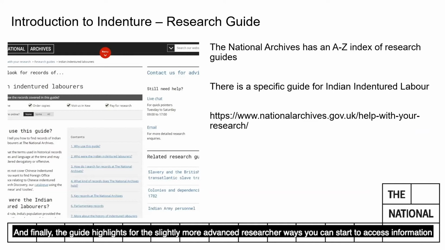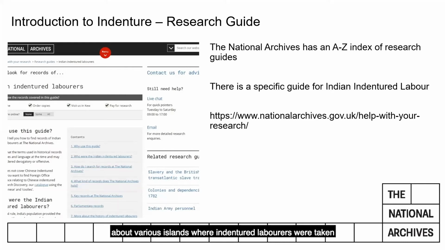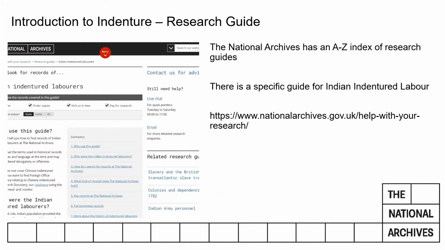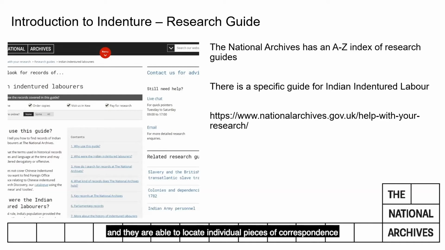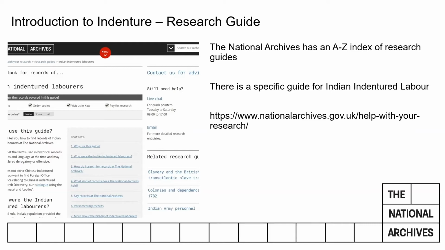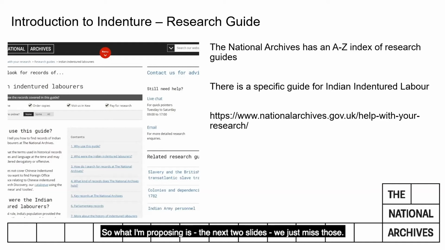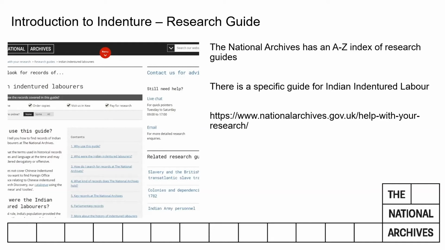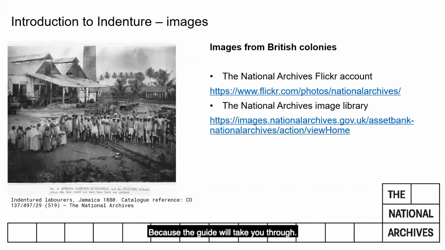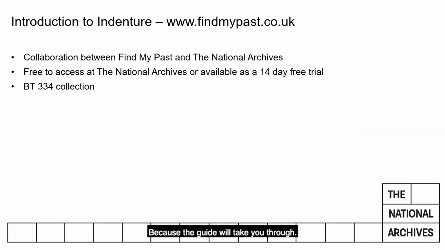And finally, the guide highlights for the slightly more advanced researcher ways you can start to access information about various islands where indentured laborers were taken to get more specific information. You can use our large correspondence registers, and they are able to locate individual pieces of correspondence that may relate to your particular study or research. So what I'm proposing is the next 2 slides, we'll just miss those because the guide will take you through.